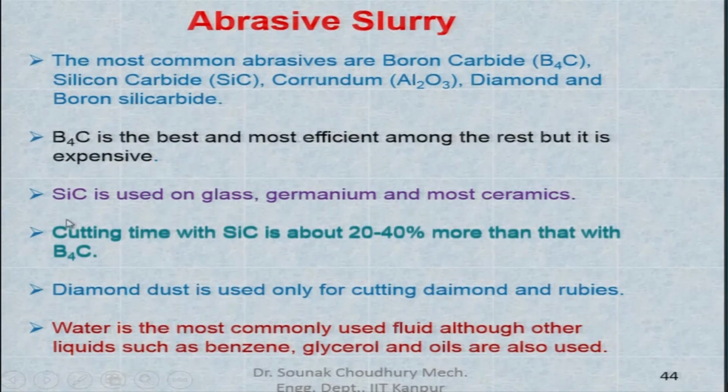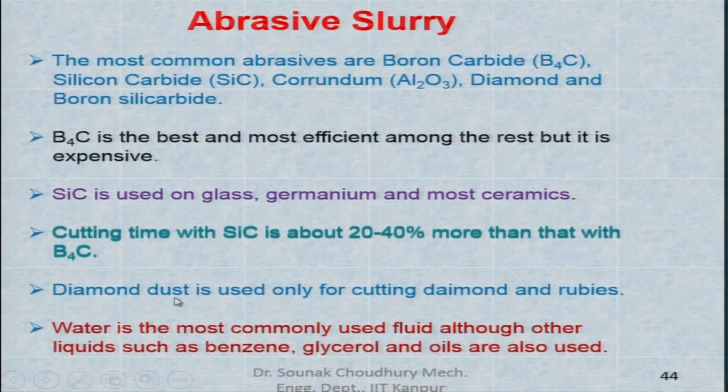Now, silicon carbide is used on glass, germanium and most ceramics, because ceramics are brittle materials. By the way, glass is a brittle material, and they are very hard materials. So silicon carbide is quite suitable for that. Cutting time with silicon carbide is about 20 to 40% more than that with boron carbide. It takes more time.